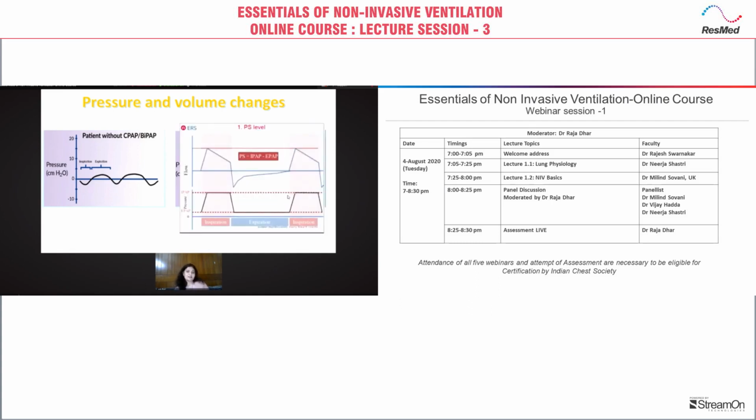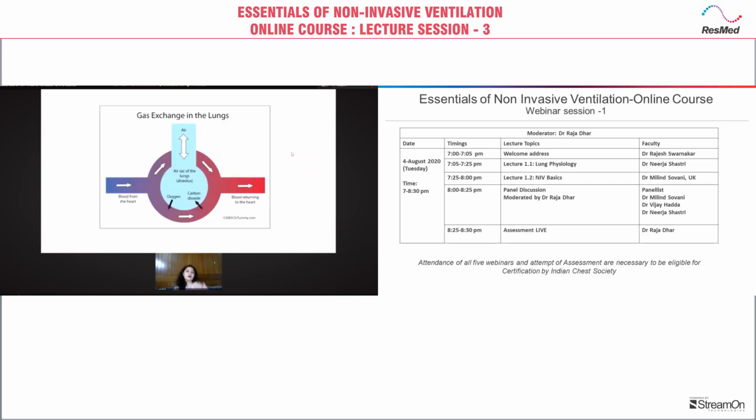This is what happens in BiPAP. I told you there are two types of pressure, different IPAP and EPAP. So this is your IPAP and this is your EPAP. The difference between IPAP and EPAP gives you the pressure support. When this pressure rises, you see the flow happens. When the flow starts declining, the pressure starts declining. And this is how inspiration and expiration happen.